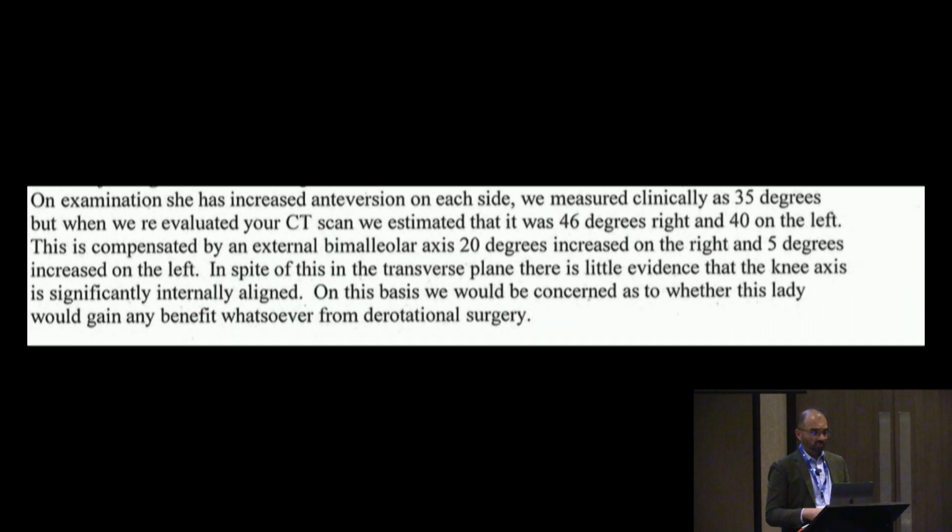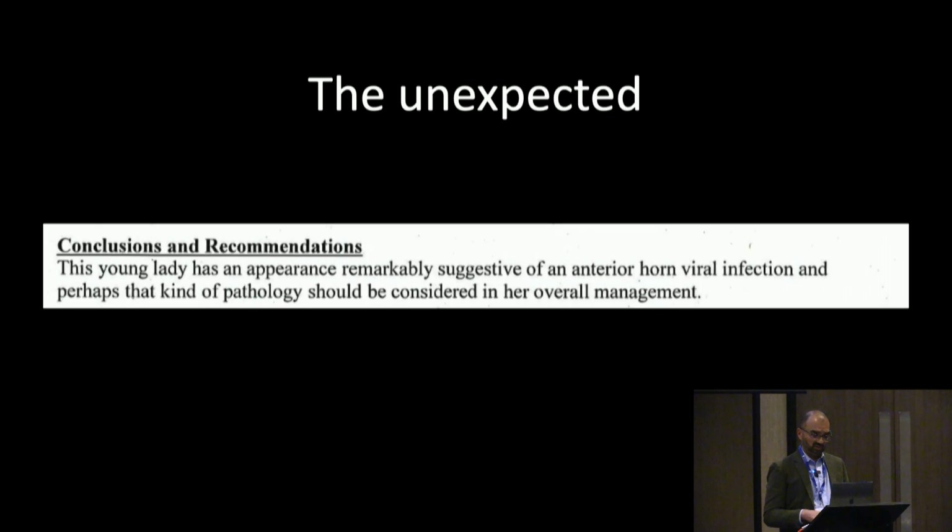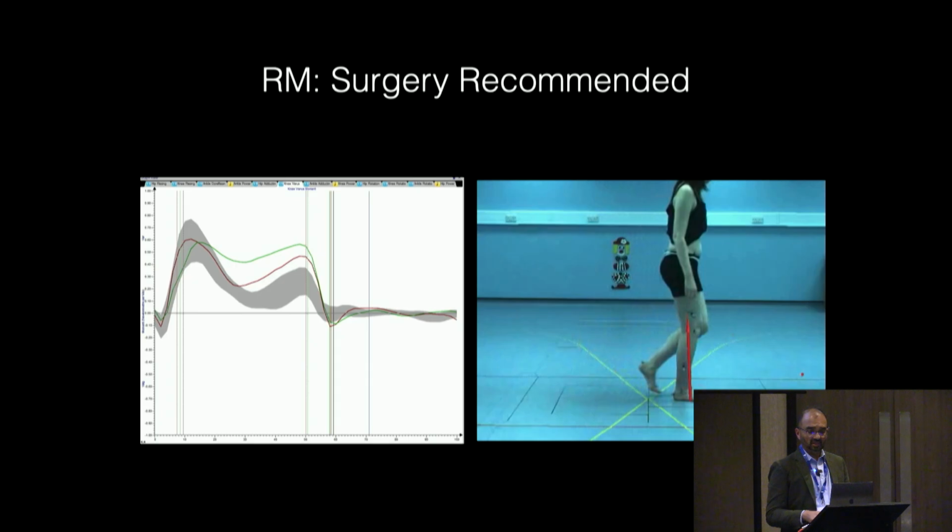But again, this says they would not gain any benefit whatsoever from derotational surgery. It'd be clear, they don't sit on the fence, and that's really helpful for you as a surgeon. But also they'll say if something else comes up. So this was an anterior horn viral infection, and it proved to be the case. And this is one of the nurses in our hospital.